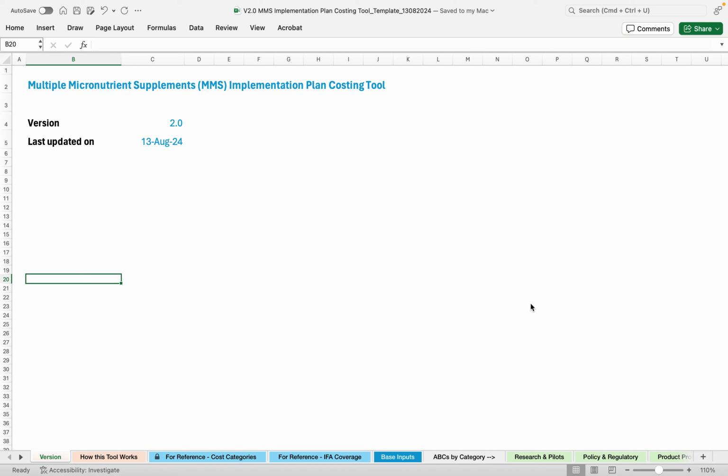Starting from the beginning tab, the version of the template and the date that it was last updated by the developers is on the cover sheet. Overall, we've tried to keep the tool as simple and easy to use as possible in both how it's built and in how you use it. And the latest version that has been uploaded is version 2. If it shows a later version, then it has been updated since then.